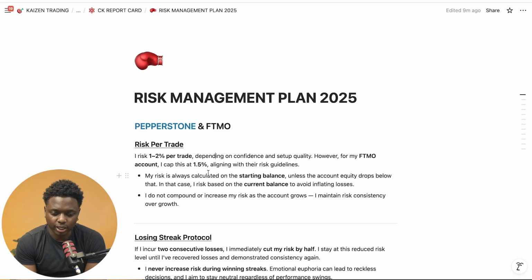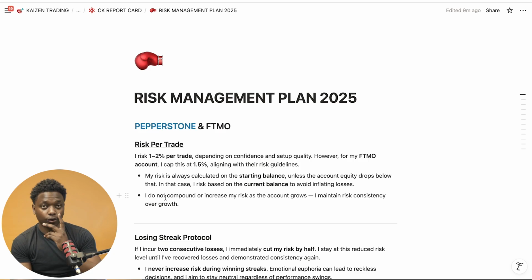So my risk is always calculated on starting balance. This is important. Unless the account equity drops below that. In that case, I risk based on current balance to avoid inflating losses. I'll explain that in a few. Let me just finish this sentence. I do not compound or increase my risk as the account grows. I maintain risk consistently over growth.